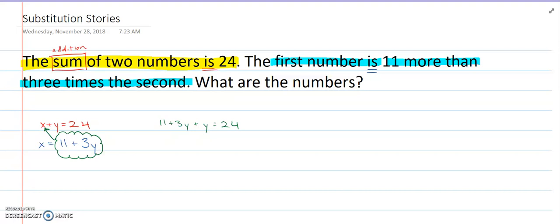As I continue, notice I have y's on both sides. Or excuse me, not on both sides, but on the same side of the equal sign, which means they need to be combined together. Combining like terms is what we call that.